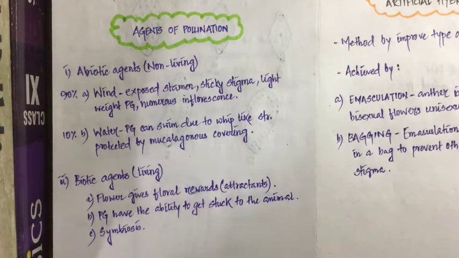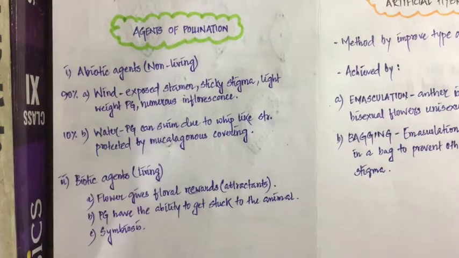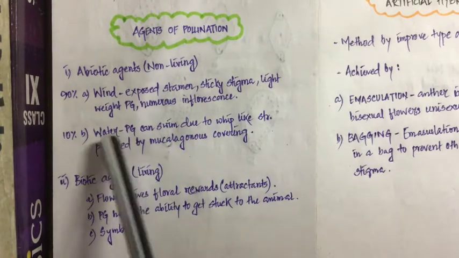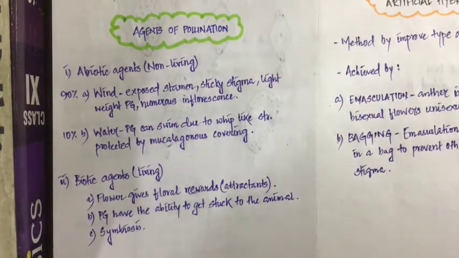Very simple thing. So I'll keep it as simple as possible. There are two different kinds of agents. One is abiotic, the second one is biotic. Abiotic agents are wind and water. 90% of abiotic pollination is being done by wind, whereas 10% of abiotic pollination is being done by water. Now the plants which show wind-mediated pollination should have a different kind of adaptations. So what are the adaptations? First of all, stamens should be exposed. That means the male androecium should be exposed so that the wind can take away the pollen grains with it.